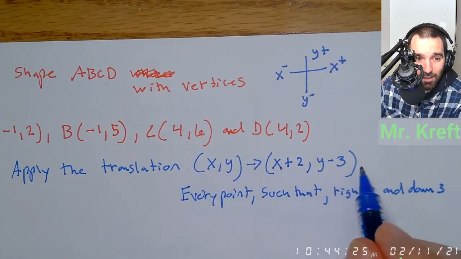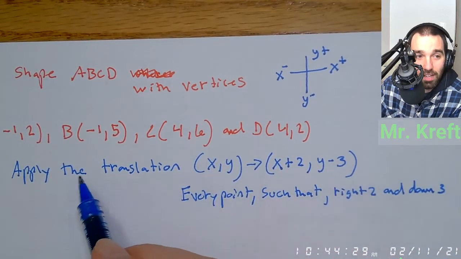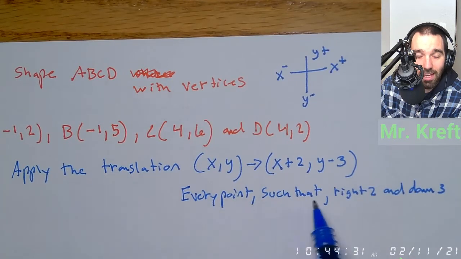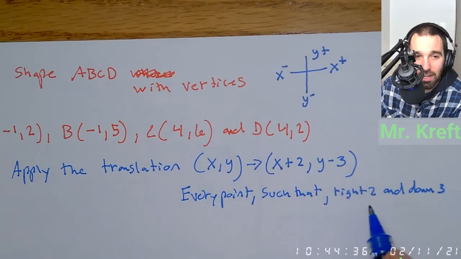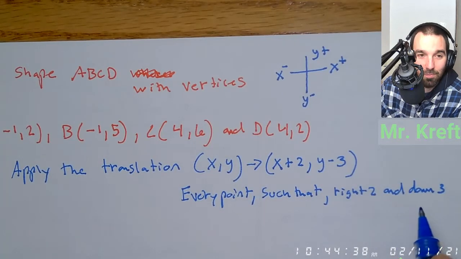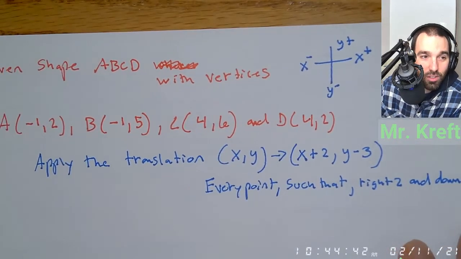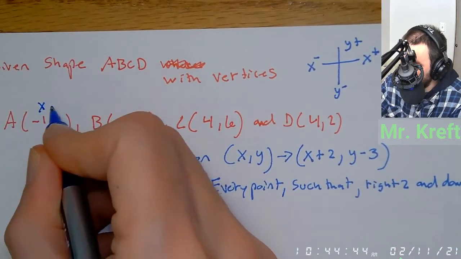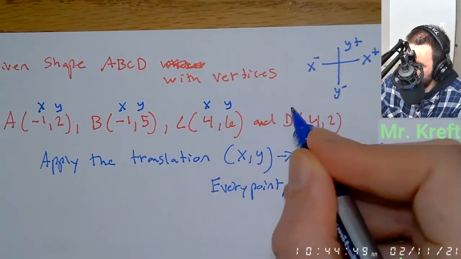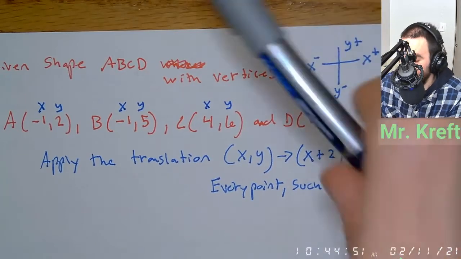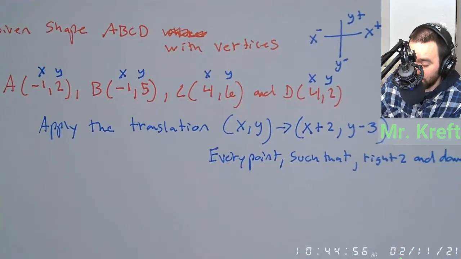Okay, so this formula, this is what it means in English. It says apply the translation to every point such that we're going to go right 2 and down 3. So I'm going to take every point, go right 2, and go down 3. Here's the cool thing about this formula, guys. Notice how all of these points are x's and y's. So this is how we're going to do this.